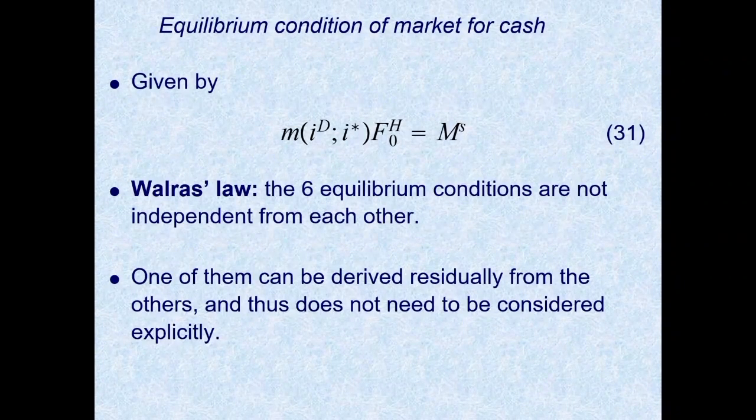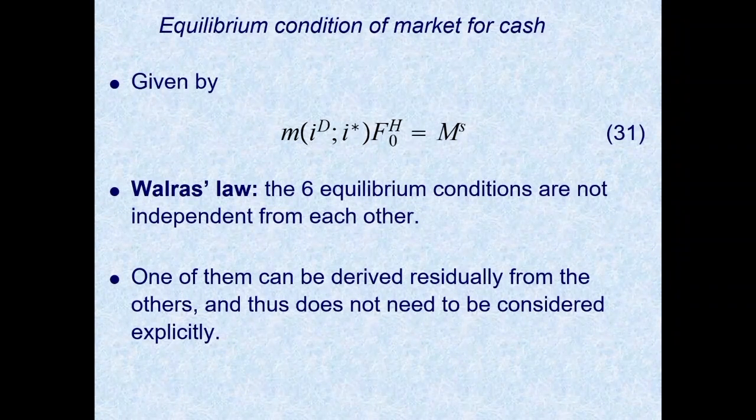Finally, there is one last equation, which is the equilibrium condition of the market for cash, which will take this form. Remember, M is the supply of cash from the central bank balance sheet, right? And this is simply the demand for cash that we derived earlier, right? It turns out that we don't need this equation because of something called Walras law. Walras law tells you essentially that if you have n markets in an economy, and n minus 1 markets are in equilibrium, the nth market, the last one, will also be in equilibrium.